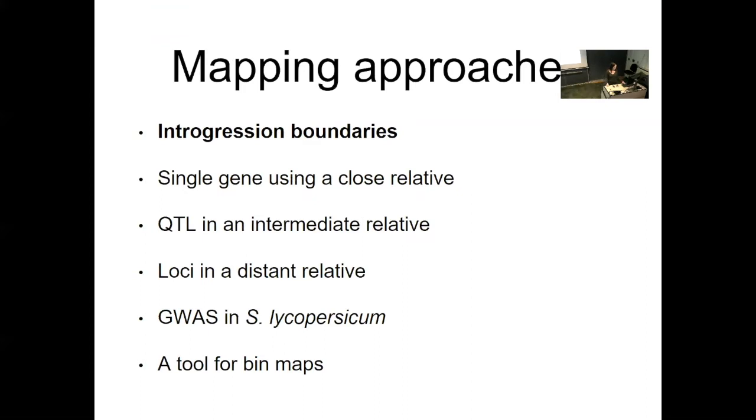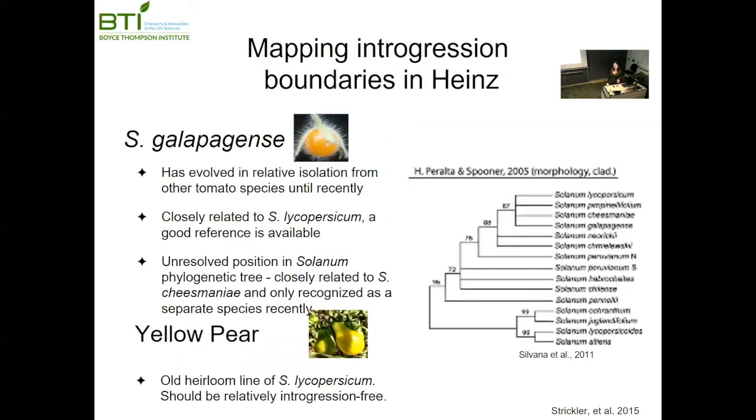This started originally as something else. When I first came to Lucas's lab as a postdoc, we were handed the sequence from Solanum galapagense. This was an interesting species because, like I said, it came from the Galapagos Islands. It evolved in relative isolation until recently, except for a couple of other species that were found on the island.